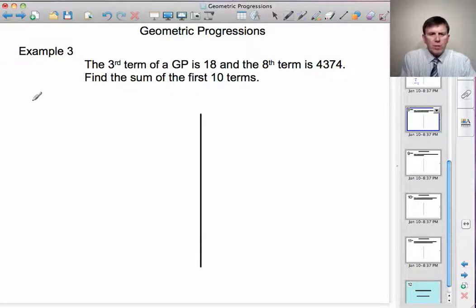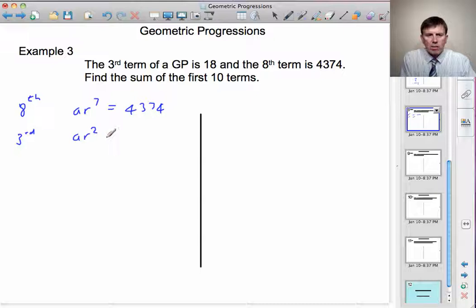How do we do it? Well, we write down the information that we're given. We're given information that the eighth term, which is AR to the power 7, is equal to 4,374. And we're told information about the third term. Now the third term is AR squared, and we're told that that is 18. And it doesn't matter which two terms we're given, the technique is always the same. What we do is we divide one equation by the other.